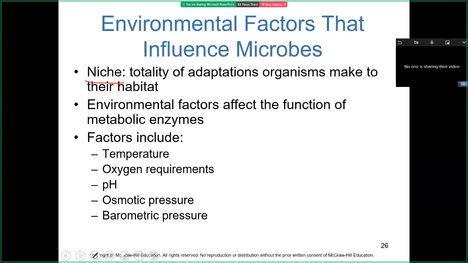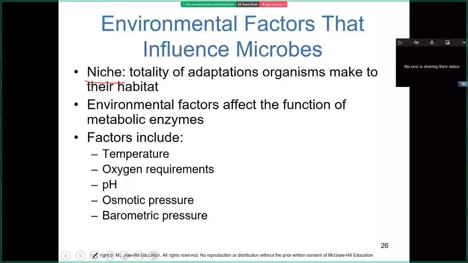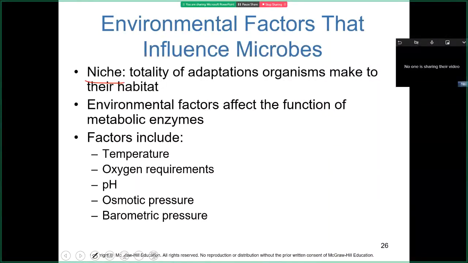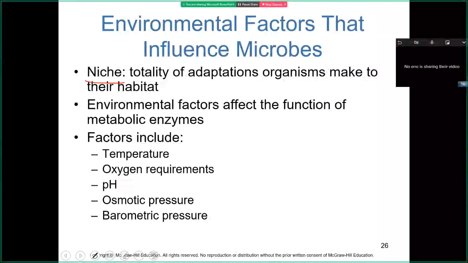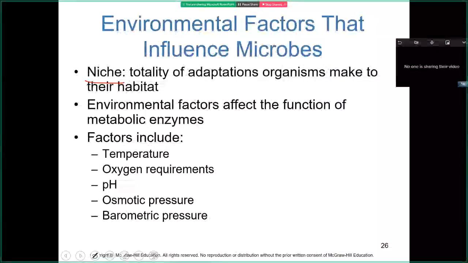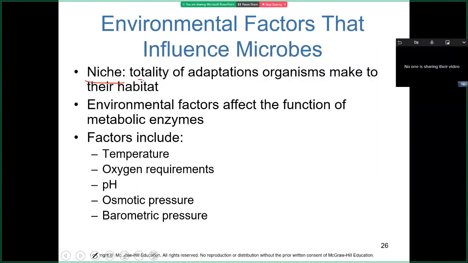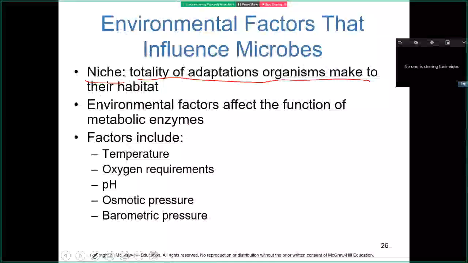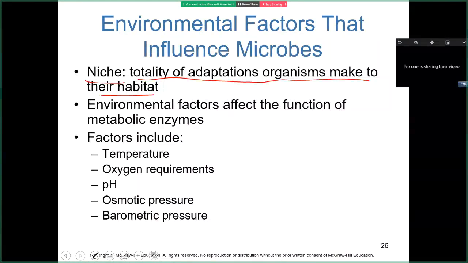And so the niche that an organism occupies is determined by how it responds to all of the myriad environmental factors that we'll have to deal with. So some people describe it as the totality of all the adaptations that organisms have to have in order to occupy a particular habitat. So, like for example, a largemouth bass has to be able to absorb oxygen from water, right? So the ability to live in water would be a component of its niche.